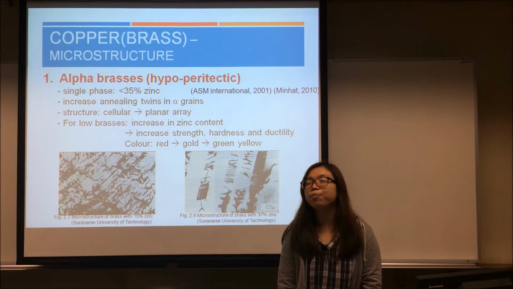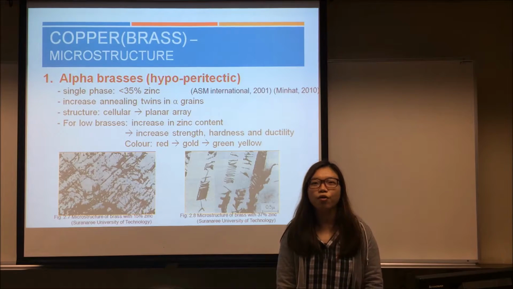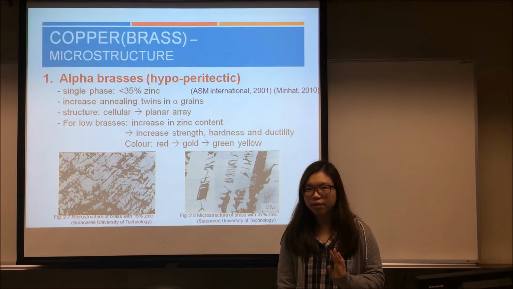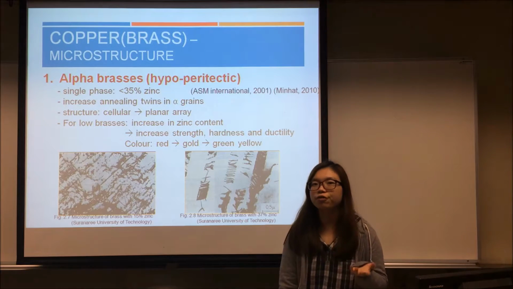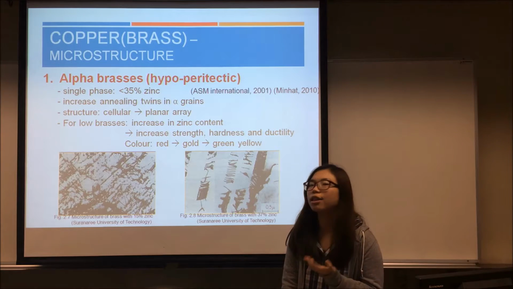First, alpha brasses. The alpha structure of these brasses contains up to 35% zinc. There is an increase in the annealing twins in alpha brass with increasing zinc content. This can be observed when the alloy was cold worked, followed by annealing.